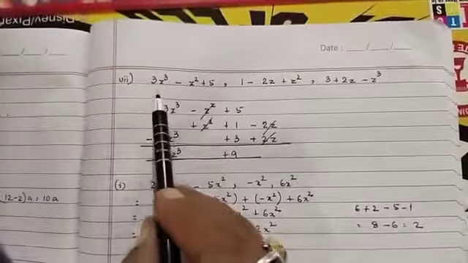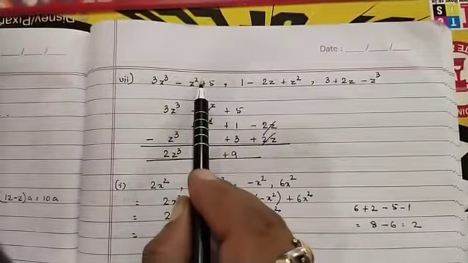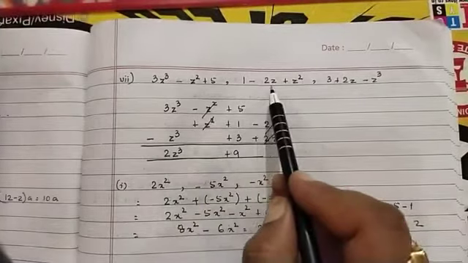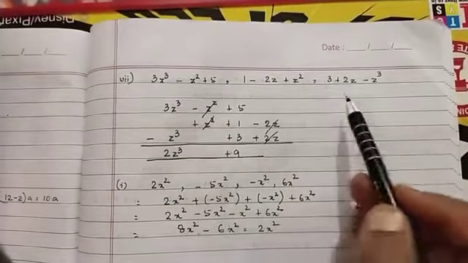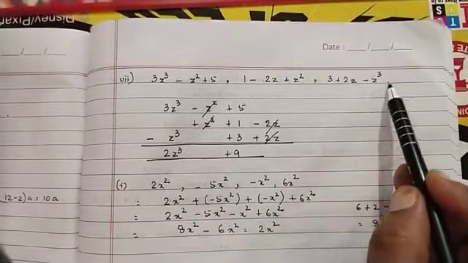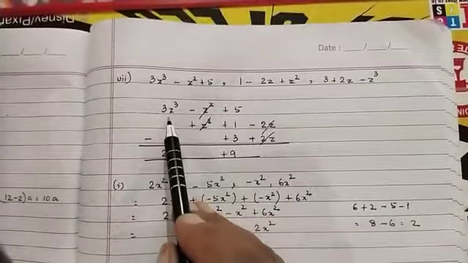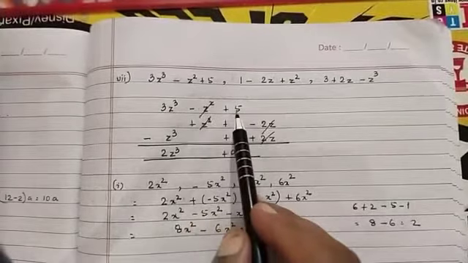Look at this example. This is 3z cube minus z to the power 2 plus 5. Another one is 1 minus 2z plus z raised to power 2. And then the third one is 3 plus 2z minus z raised to power 3. Okay, so I have written 3z cube minus z raised to the power 2 plus 5.